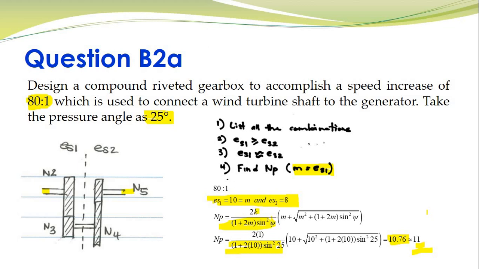So in this case the next integer is 11. For instance, if your NP here was, let's say, 10.005, again you will round it up to the next integer, not the nearest but the next. So again your NP would have been 11. So this point is very important. This step is very important for you to understand.